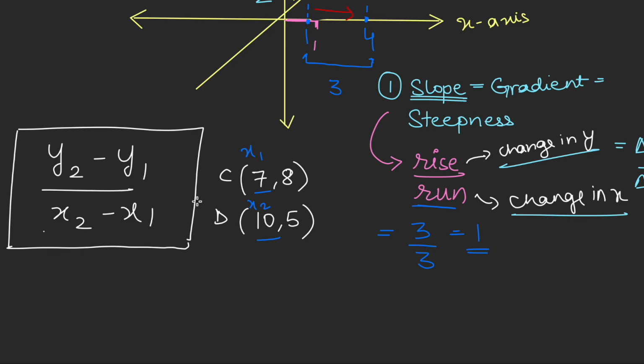You can do the reverse as well. This could be x1, this could be x2. Now, because this is x1, this is my y component, so this also has to be y1, this cannot be y2. So x1, y1, x2 and y2. Now you just plug in this formula, what do we get? y2, which is 5, minus y1, which is 8, upon x2 minus x1, so 10 minus 7. 5 minus 8 is equal to minus 3, 10 minus 7 is equal to positive 3. So the answer to this is minus 1.